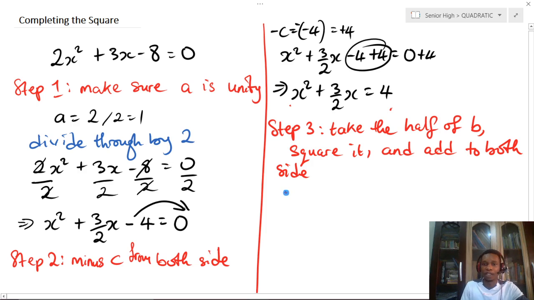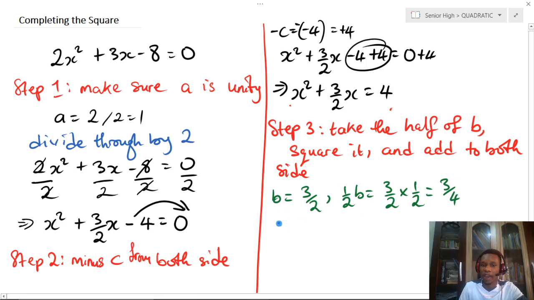Now what is our b? Let me use a different color to write that. Our b value is equal to what? 3/2, right? So what's the half of b? The half of b is equal to 3/2 multiplying 1/2, right? And that will give us 3/4.